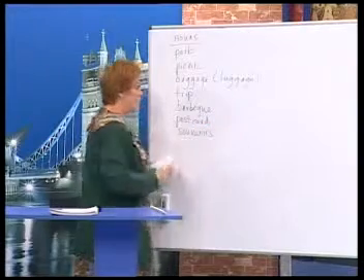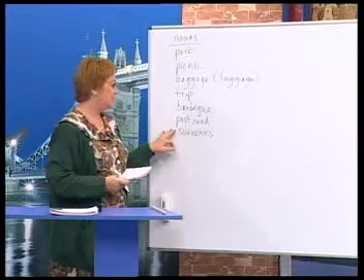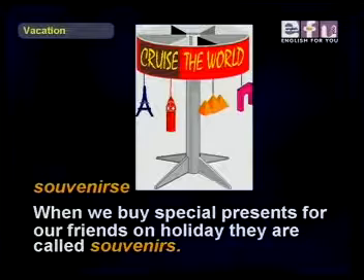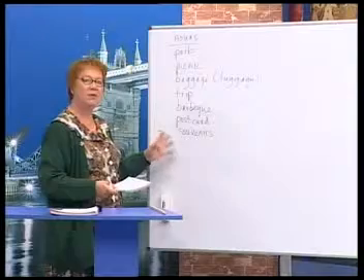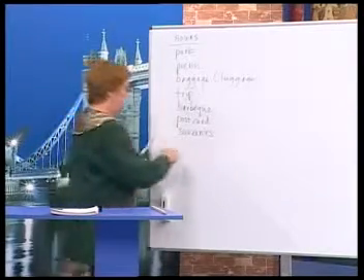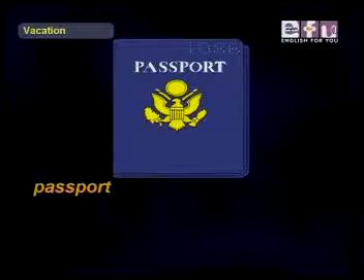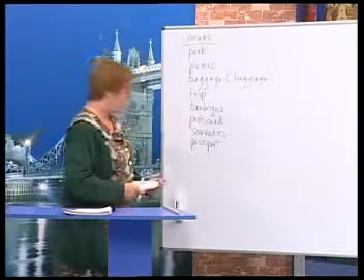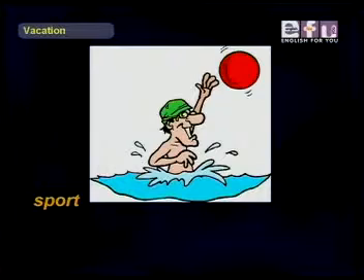Next, souvenirs. This is a French word that came to English. But souvenirs, when we buy special presents for our friends and family on holiday, we call them souvenirs. We bring souvenirs. And everyone needs a passport to travel. A passport is a special document which we need to travel to a different country. All right? Next is sport.